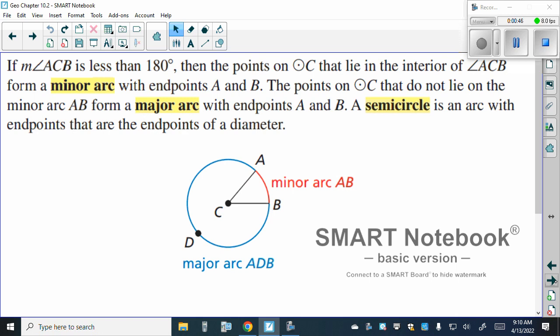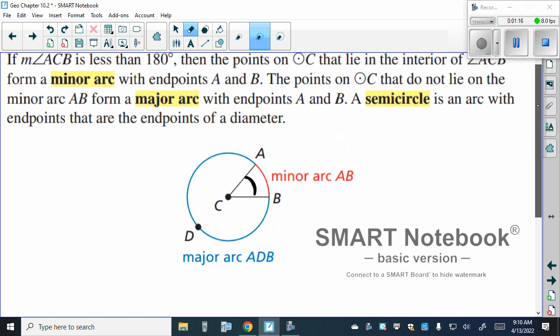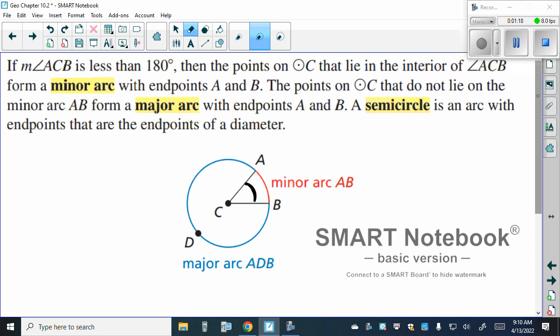If the measure of angle ABC is less than 180, then the points on circle C that lie in the interior of angle ABC form a minor arc. So what that's saying is, if the measure of this angle is less than 180, then the arc here from A to B is going to be a minor arc. Any arc that measures less than 180 degrees is a minor arc. Any arc that has a measure greater than 180 degrees is a major arc.